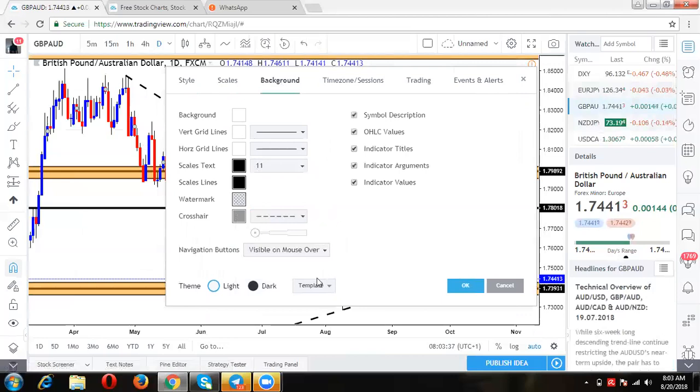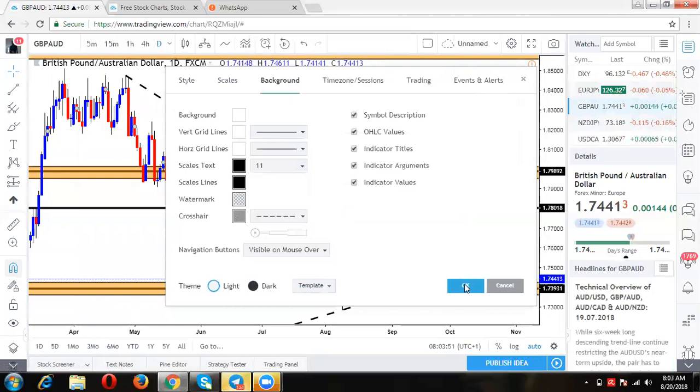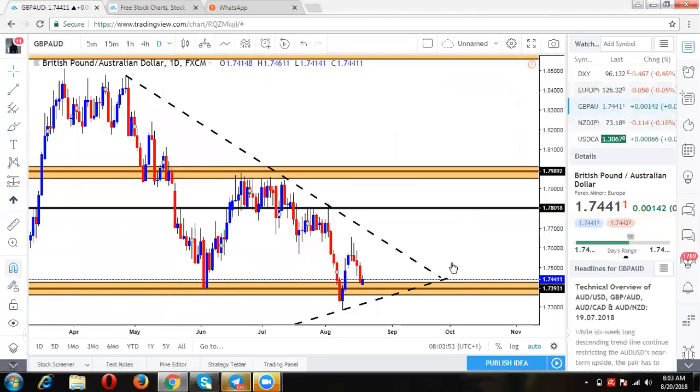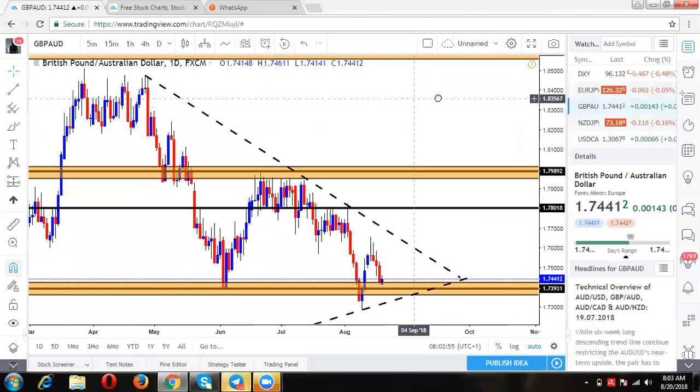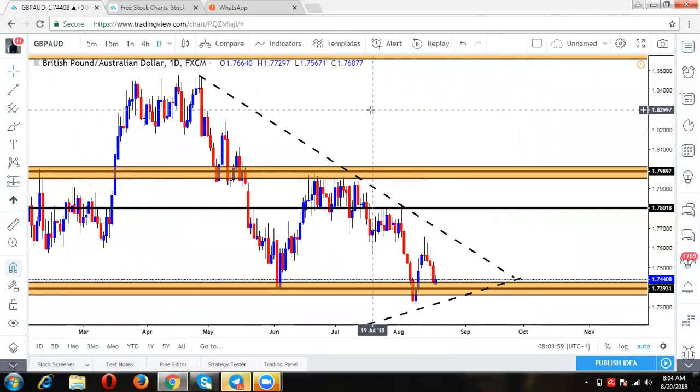Okay, so I'm going to save this so next time I don't mess it up. Okay, so my template is back. This is how I want my chart. This is how I love my chart to look. Okay, so now GBP AUD is one of my favorite pairs.